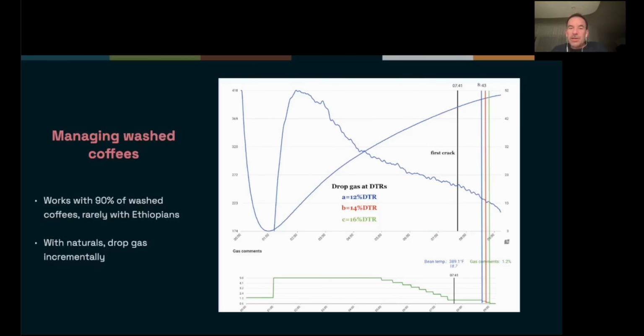So I touched upon this in the last slide. When you're managing wash coffees, it's a good idea to find a gas setting that helps the ROR drop gently about 40 seconds before any potential crash, and then wait until about 12% ETR to begin lowering the gas aggressively. Ethiopian wash coffees tend to crash quite late, so you might have to shift all of these settings a bit later. I have no idea why Ethiopians crash so much later in the crack cycle than other coffees do, but it is pretty consistent.